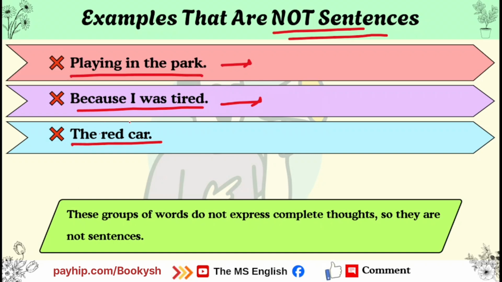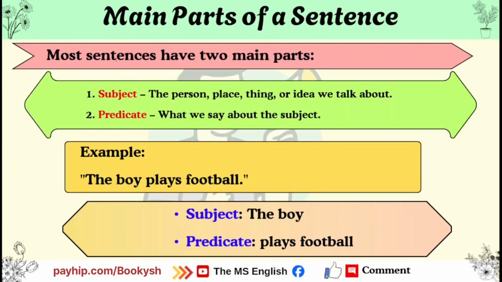So in these three examples, we can see that these examples do not express complete thoughts, so they are not sentences. We can consider a group of words as a sentence if they express complete thoughts. So these are not the examples of sentences. Now we will know the main parts of a sentence.